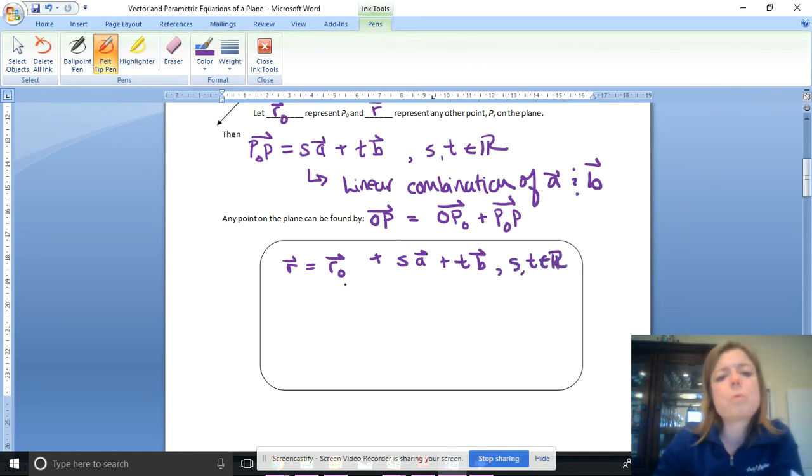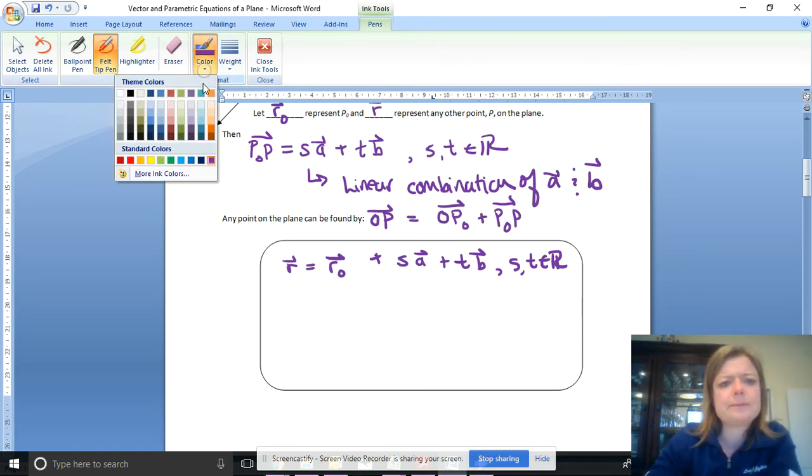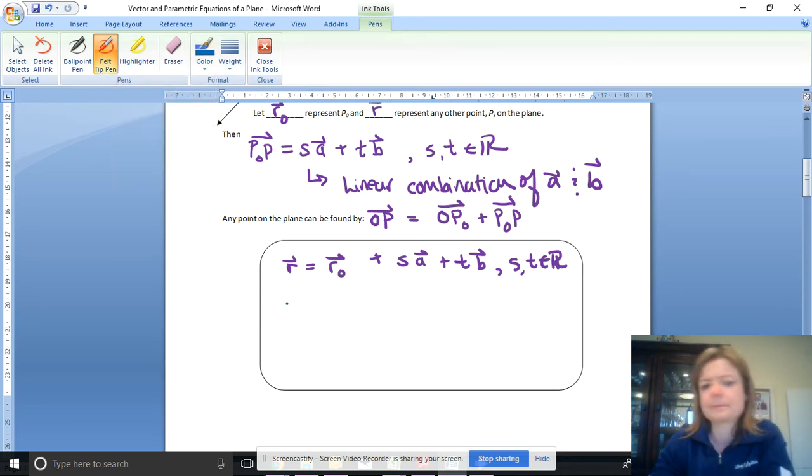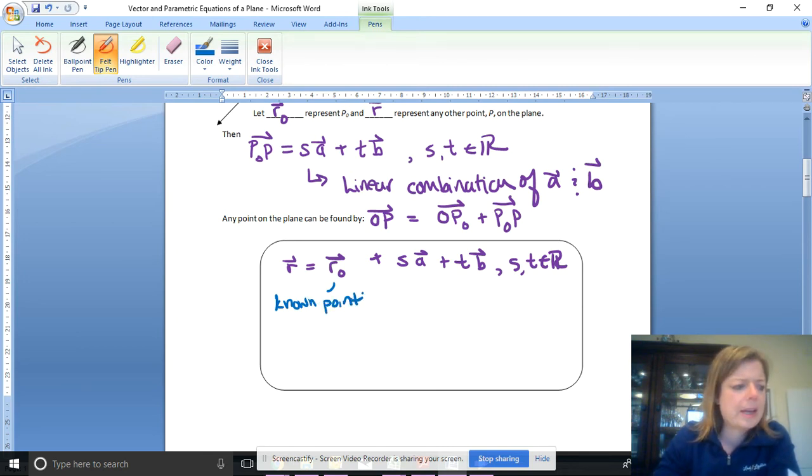So really, this is quite similar to the equation of a line. It's just that we have two direction vectors here instead of one. So RO represents a known point. And these two represent two direction vectors. And then we have two different parameters here.